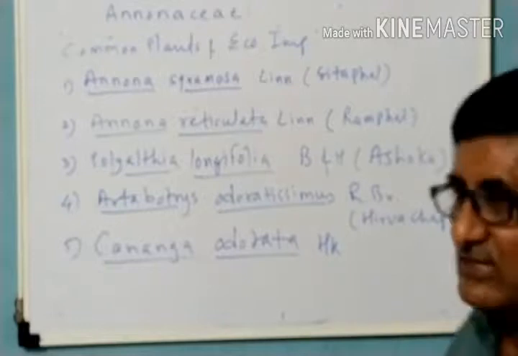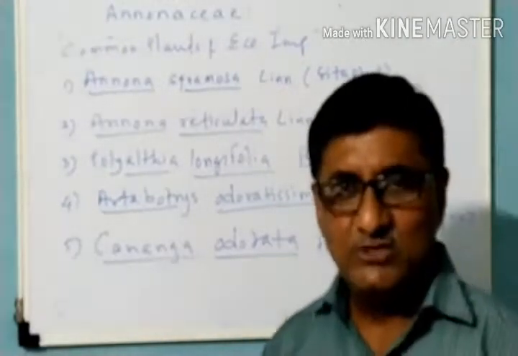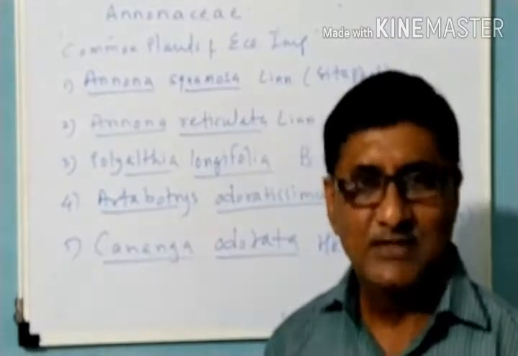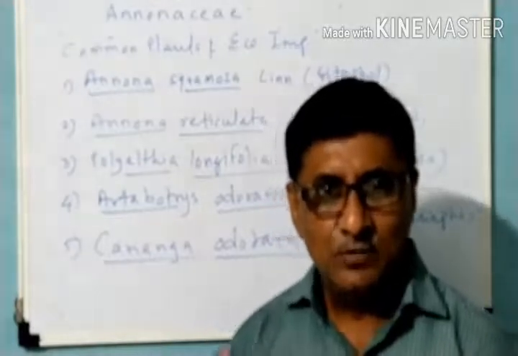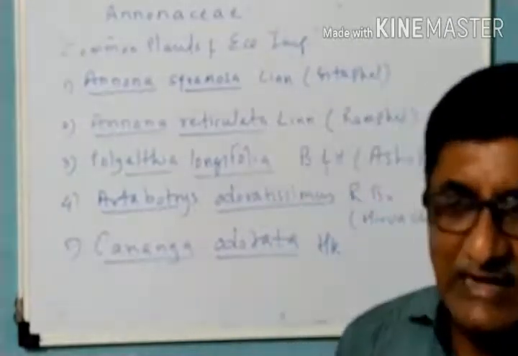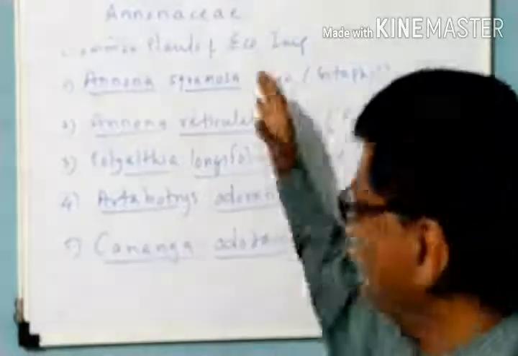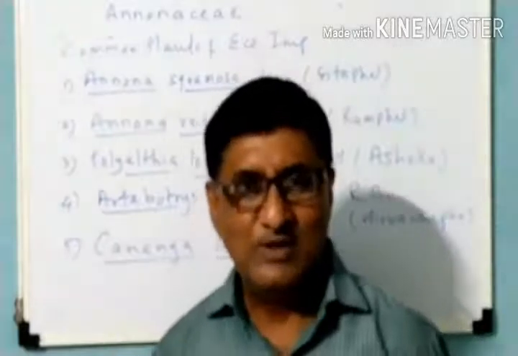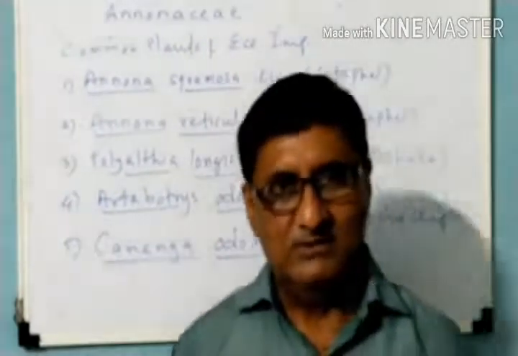In this way, today we studied the family Anonaceae with respect to its systematic position or classification, salient features or distinguishing characters, floral formula, floral diagram, and common plants with their economic importance. So this is our first family belonging to Polypetalae. Okay, thank you very much.